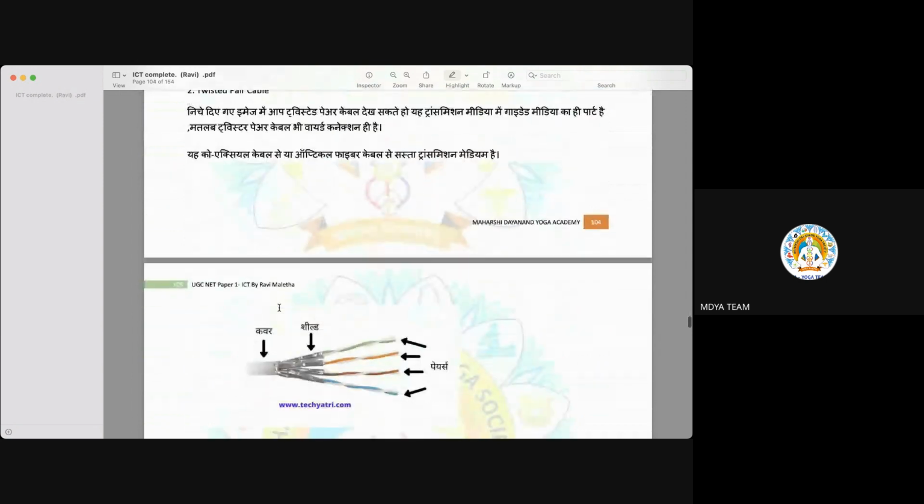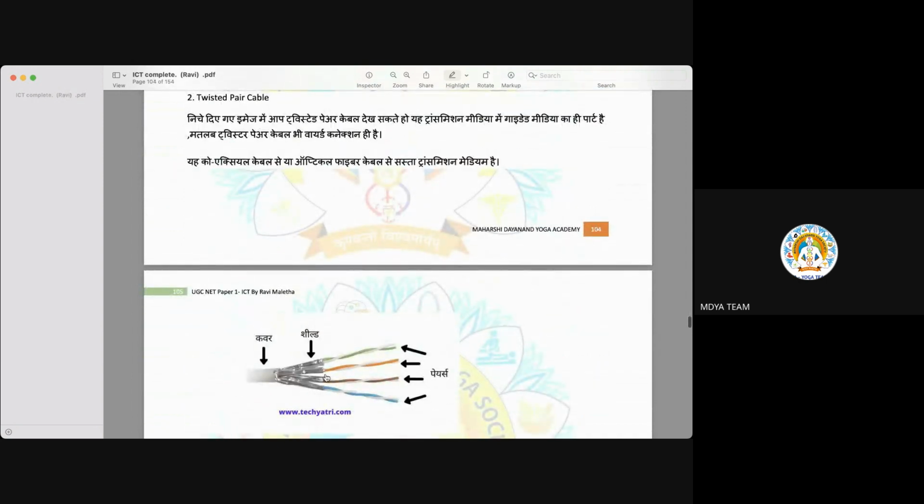Twisted pair cable looks like this. It has various pairs of conducting wires, and they are twisted, and then another pair, then another pair, and then all these insulated pairs are twisted, and then they are covered by a shield. So this can also be used as a guided media to transfer the data from one place to another place.